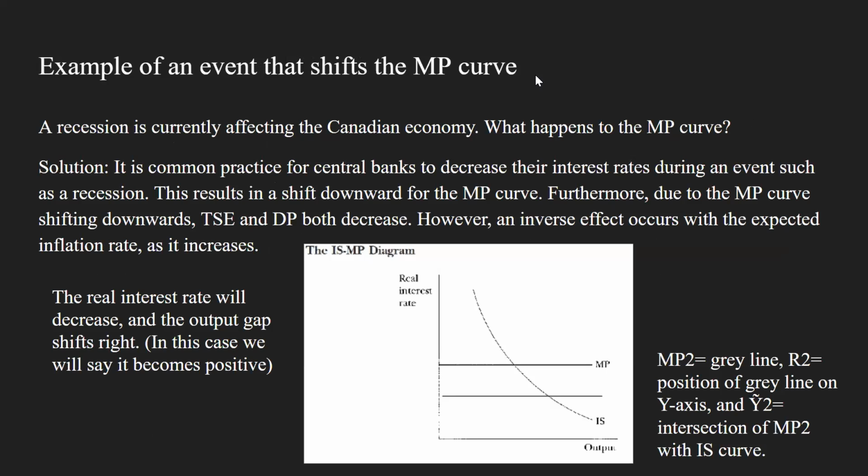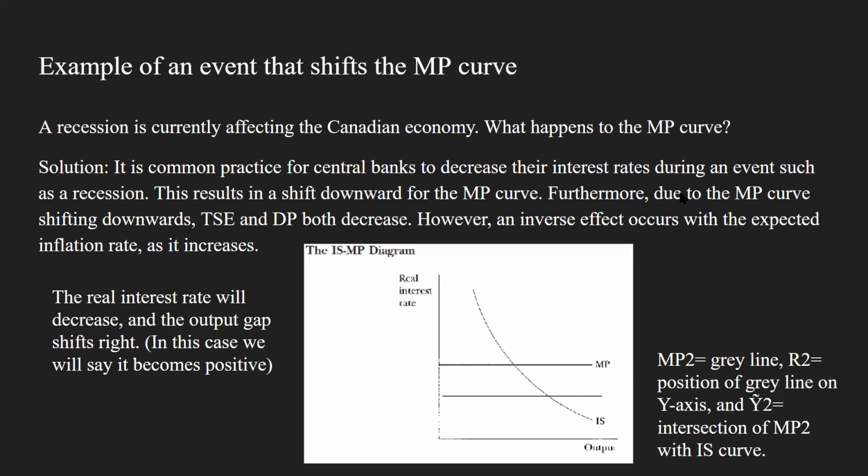So this is my example of an event that shifts the MP curve. A recession is currently affecting the Canadian economy. What happens to the MP curve? So the solution: it is common practice for central banks to decrease their interest rates during an event such as a recession. This results in a shift downward for the MP curve. It's just this gray line right here. This is my MP2 line right here.